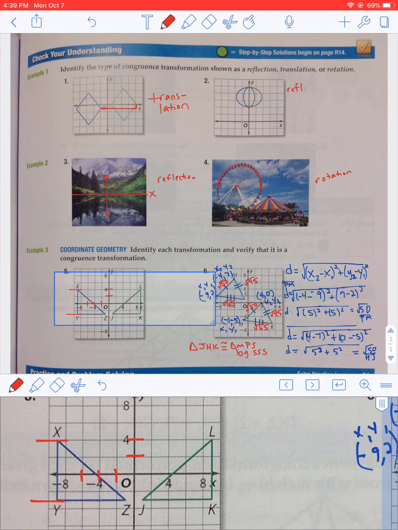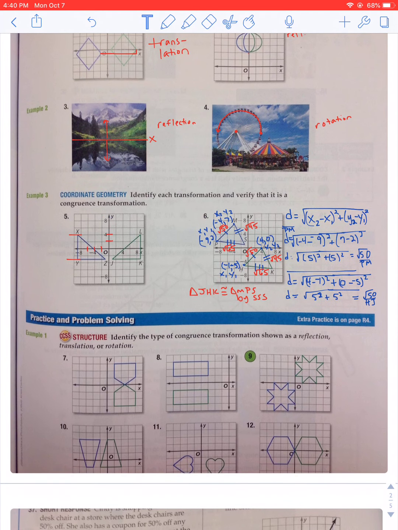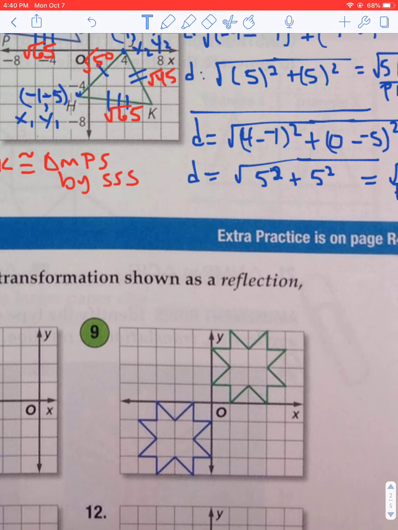Now, let's see. Let's move on to see if I need to give you any other additional information. Oh, I do want to go over one, like number, let's see, the ones I'm going to have you do. I want to go over number 9 with you, because it is a little bit different, okay, than what we've talked about.